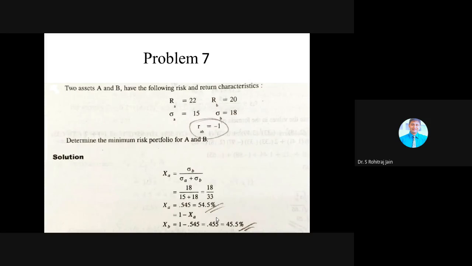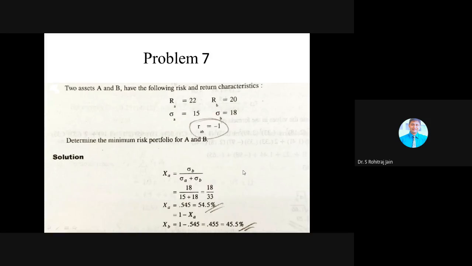So what is my minimum risk portfolio? When the proportion of funds invested in security A is 54.5%, that is 0.545, and the proportion of funds that has to be invested in security B is 0.455, that is 45.5%. So the total proportion should always be equal to 100%.